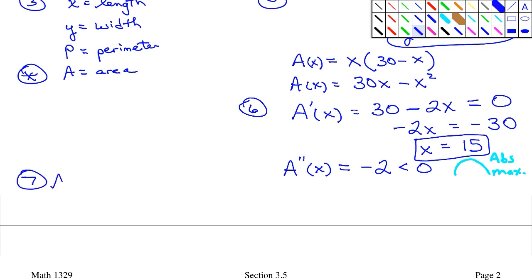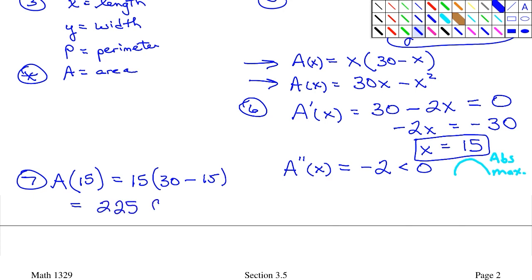So we're going to take A of 15, and we're plugging it into my original A function, which is either this one or this one, your choice. I'll do it to this one here. 15 times 30 minus 15 is 225. This was in feet, so this is feet squared. So the maximum area of the pen is 225 square feet.